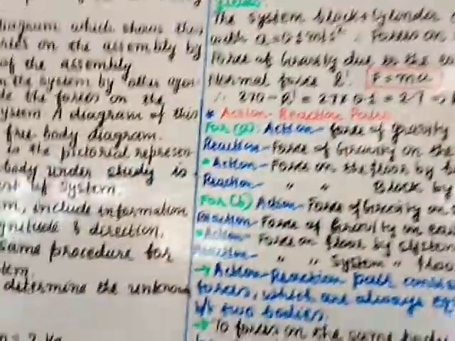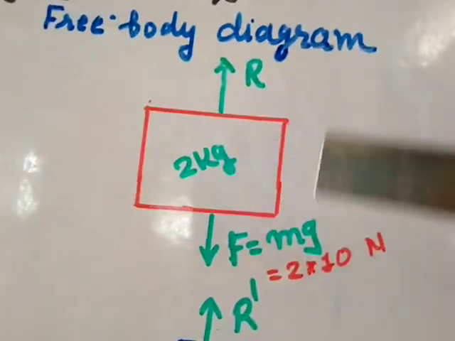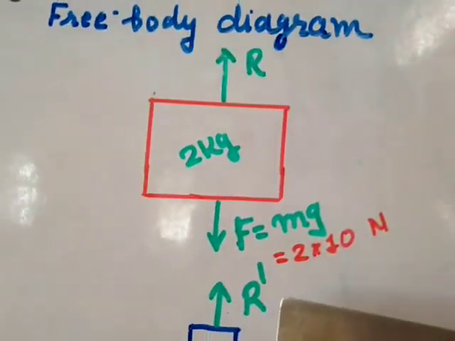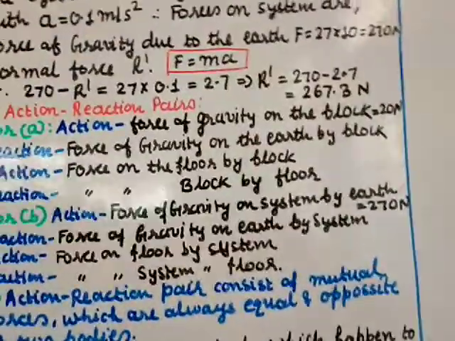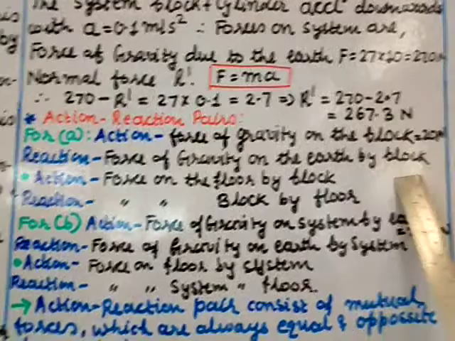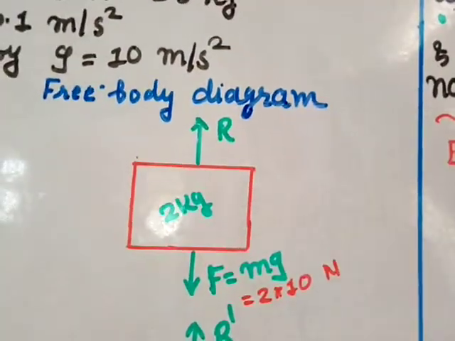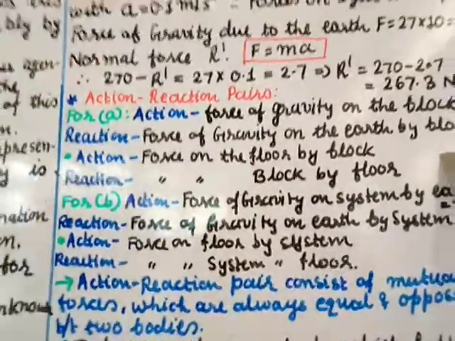Now there is a force of gravity on the block, that is 20 Newton downward, right? So if you call that action, then the reaction will be force of gravity on the earth by the block. Now this block also will have gravitational force on the earth. That you call a reaction.